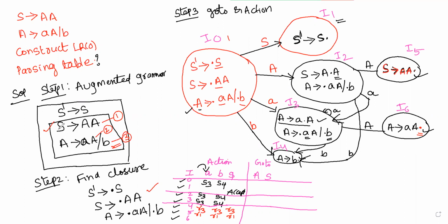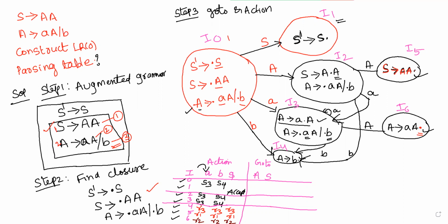In the given grammar, this is the first one, this is the second one, so it appears in the second one. Now I am going to write all the values as R2. This is R2, this is R2. In this way we have to fill the action part.